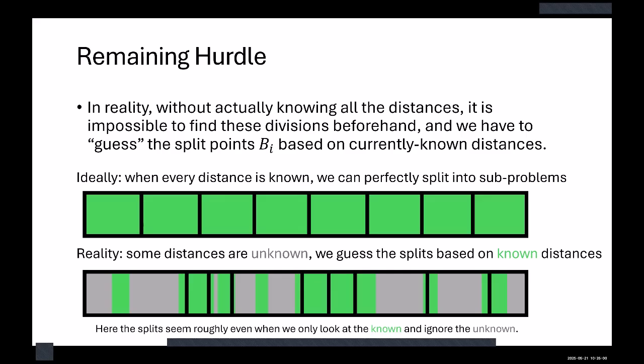in reality, there are going to be some distances that are unknown, and some distances that are known. So you can see that in reality, some of them are unknown in gray, and some of them are known in green. So the split points have to be guessed based on the known distances. In this case, we are just going to place the split points so that if you only look at the green regions, the known vertices, it looks like we have partitioned the problem into equal size. So you can see that this problem is very big, but if you only look at the green part, it looks as big as the other subproblem.